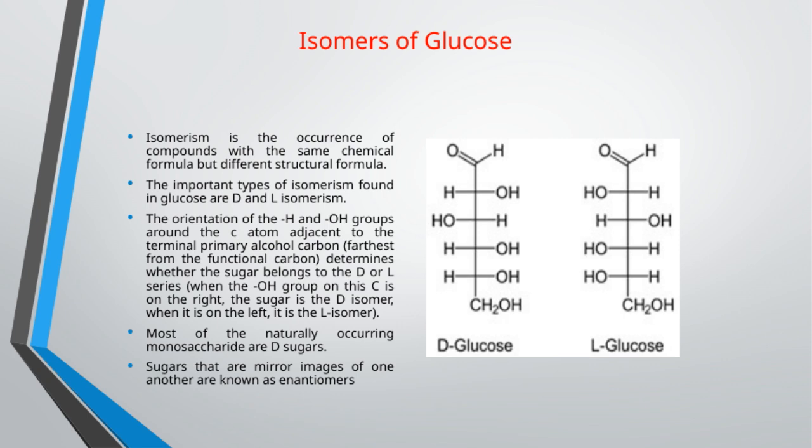An interesting point is that sugars which are mirror images of each other are called enantiomers. This mirror image relationship is a fundamental aspect of stereochemistry in sugars and helps explain their diverse properties. So, in summary, understanding how the O groups are oriented around this key carbon helps us distinguish between D and L isomers, which is crucial for grasping the structure and function of sugars in biological systems.